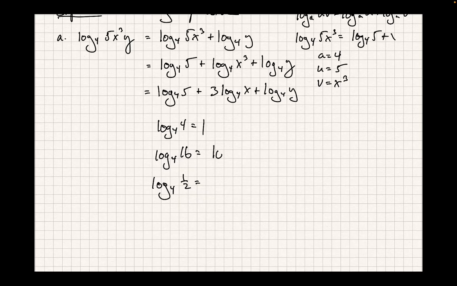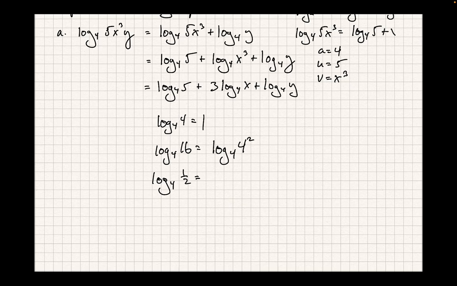I'm just going to rewrite it here. Log base 4 of... how do I express this part in terms of something that's base 4? 4 squared is the same as 16, right? And I picked 4 because that was my base, and then they cancel, and then that's 2, right?